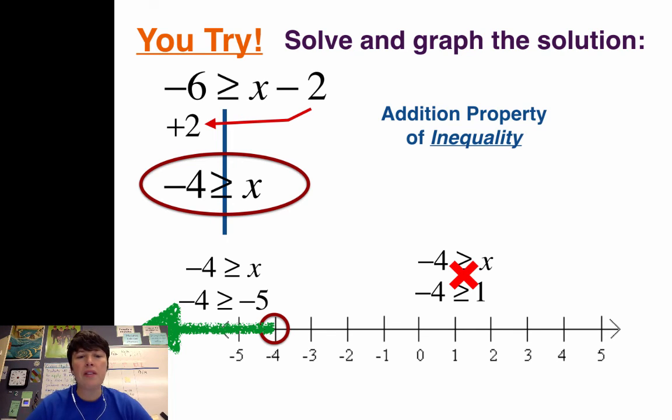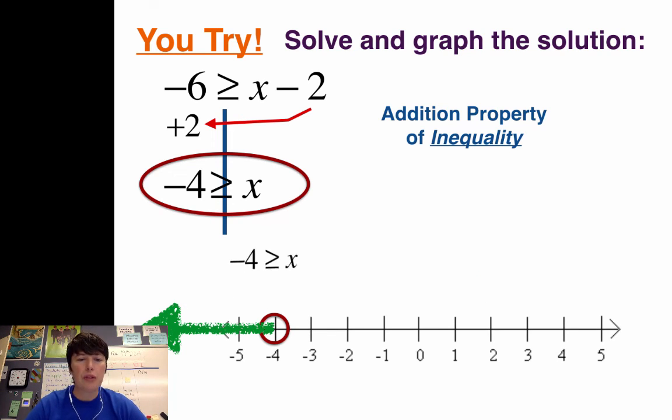And then the hole itself, because of that equal sign, negative 4 is greater than or equal to x. If I test negative 4, it's not greater than negative 4, but it is equal, and there is an equal sign. So we're going to fill it in solid. And that's what your graph should look like.